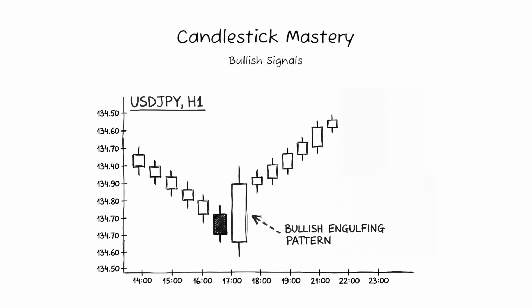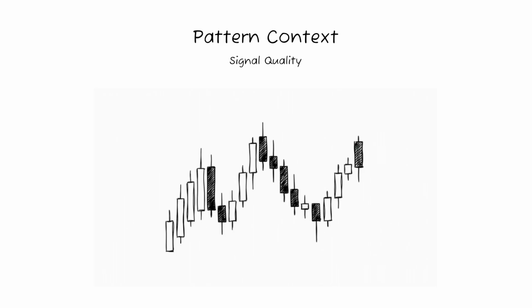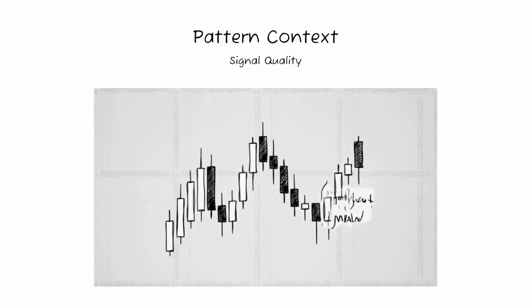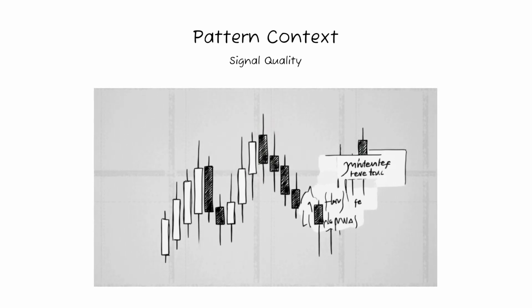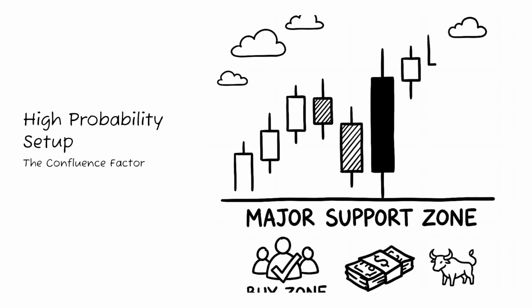Candlestick patterns can also help you understand what is happening. For example, a bullish engulfing candle can show buyers are taking control. A bearish engulfing candle can show sellers are stepping in. Pin bars can show rejection. Dojis can show indecision. But candlestick patterns work best when combined with levels. A bullish engulfing candle in the middle of nowhere is not very useful. A bullish engulfing candle at strong support is much more interesting.